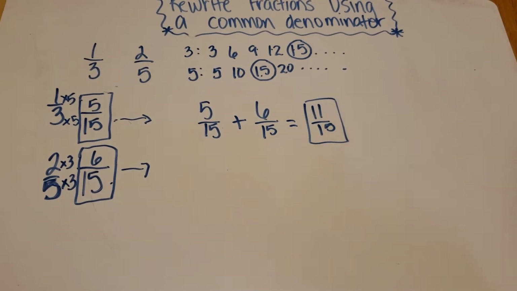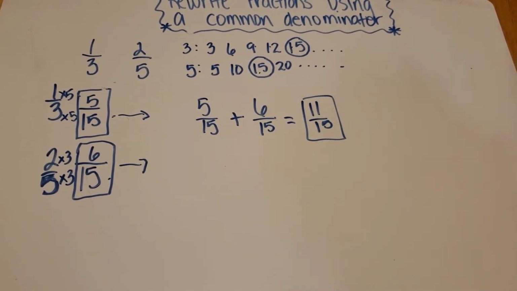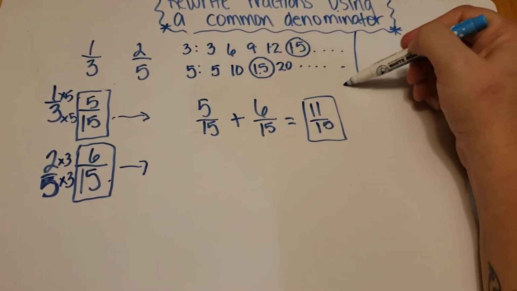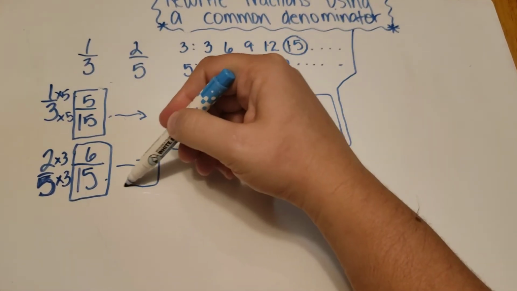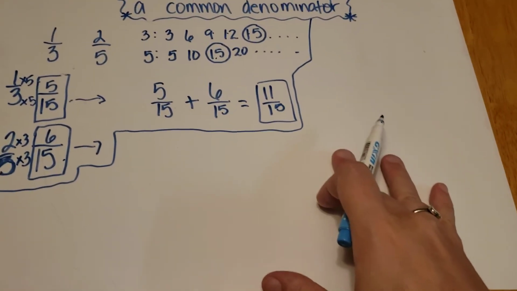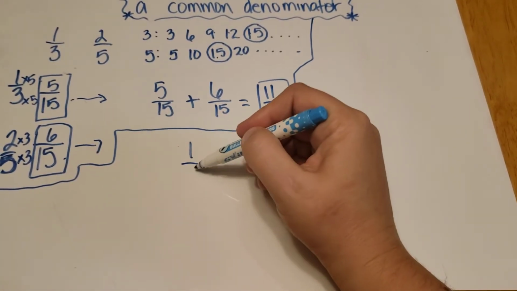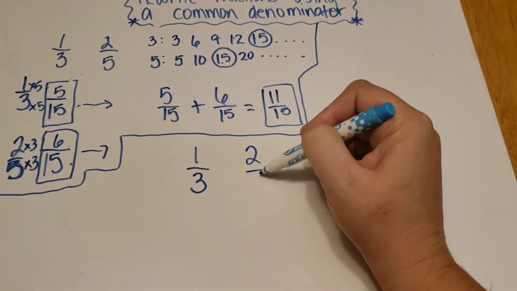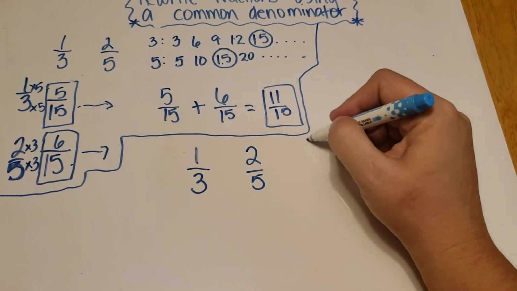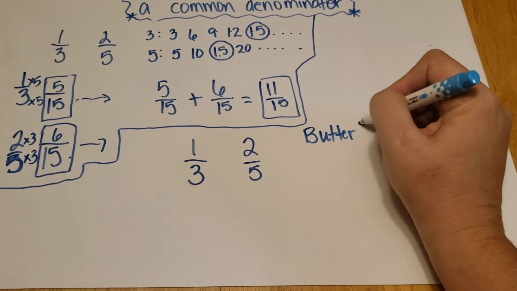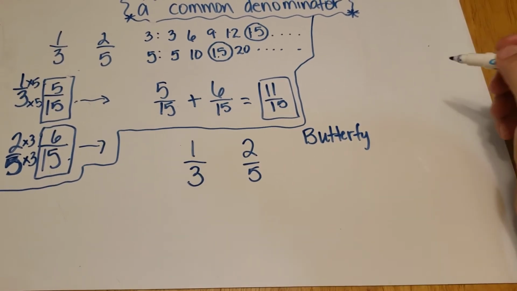So there is one more way that I want to show you guys to do this. Always keep this in your brain, okay? These are the steps that you can use, all right? That is one method of doing it. But I want to take the same fractions that we had at the beginning, 1/3 and 2/5. And this is a different way to use the butterfly method if you like doing that.